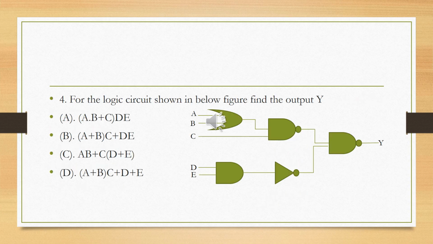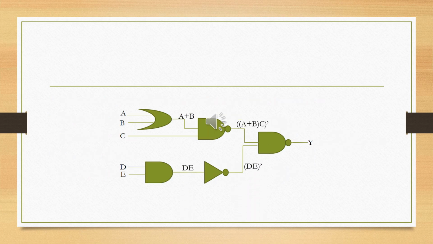Next question, for the logic circuit shown in the figure below, find the output y. So consider this a logic circuit, with a, b, c, d, e as the inputs. First, this one is the OR gate, so the OR output is a plus b here, and next one is the NAND gate, whose inputs are a plus b into c, and since this is a NAND gate, we have to take the inversion of the AND operation, so a plus b into c the whole bar.